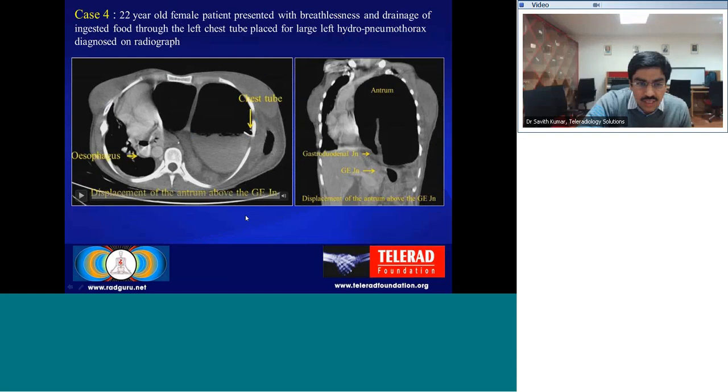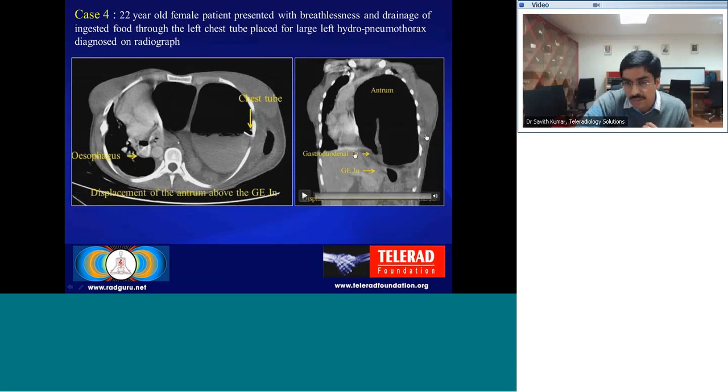So what do we see? We see a large intrathoracic herniation of the stomach, and a contralateral shift of the mediastinum, and here we see the chest tube, which is piercing through the stomach wall and is placed within the stomach.